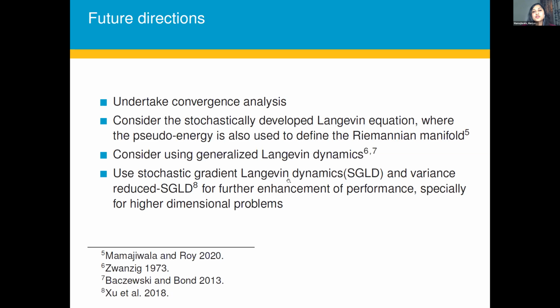Next, we could use the generalized Langevin dynamics. Currently we are using the overdamped Langevin dynamics, and the difference is that in the overdamped case, the damping is infinite and the acceleration is 0. In the generalized Langevin dynamics, not only is there an acceleration present, but there is a flexibility to use history dependence within this dynamics. And this could be very useful in DA when the data is sparse. And finally, for higher dimensional problems, we could use SGLD or one of its many variants that are available in the literature.